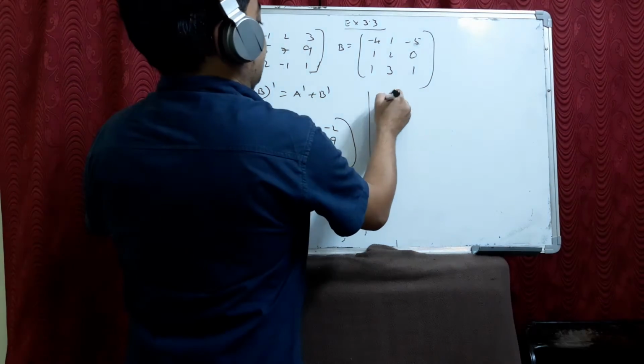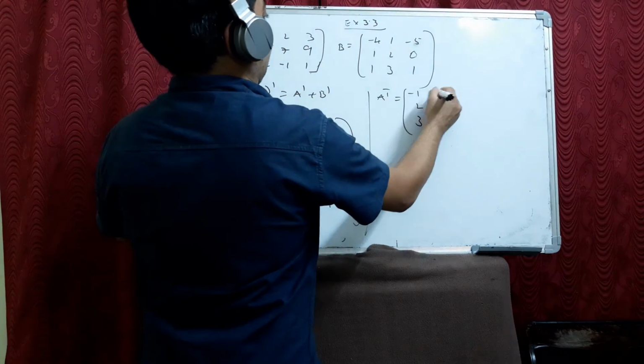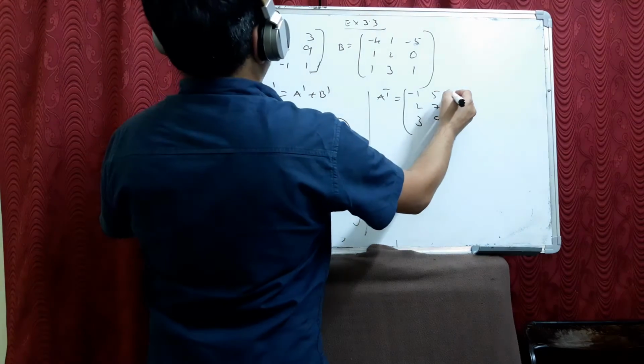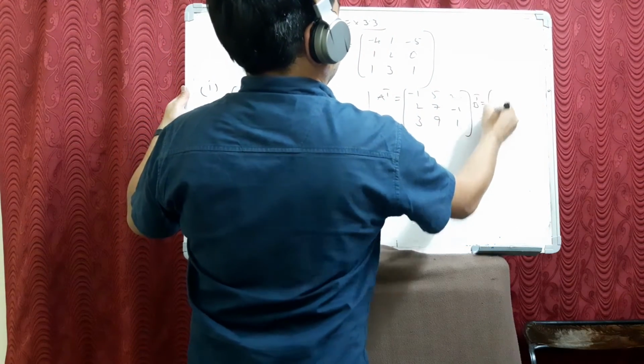Now take, what is A transpose? Write down A transpose: minus 1, 2, 3, 5, 7, 9, 2, minus 1, 1. Now B transpose.